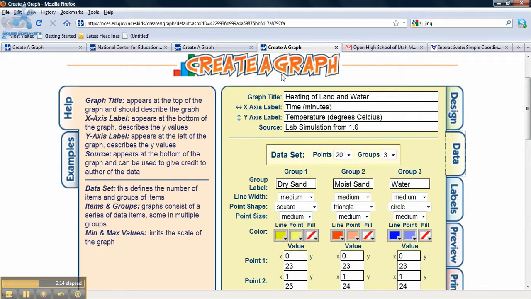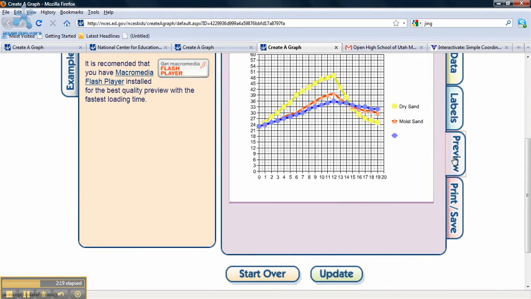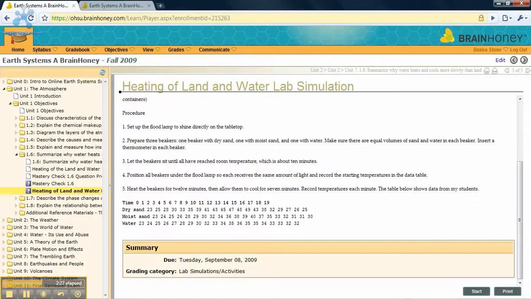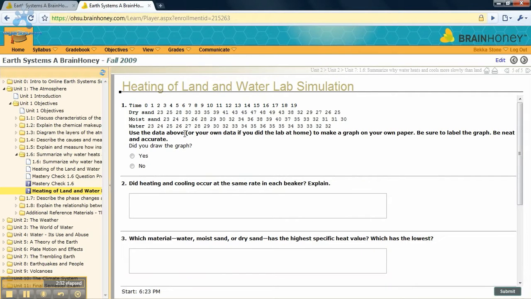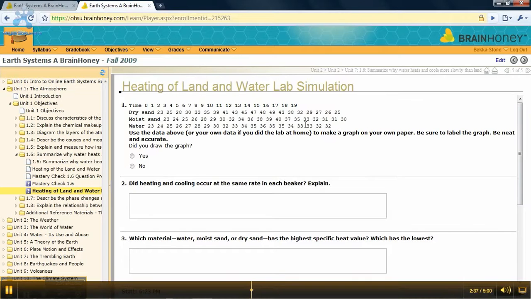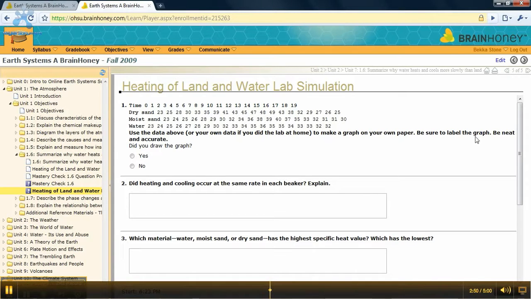Alright, so what do we do once we have our graph? Now we're going to look at analyzing this data. In order to do so, we need to go back and look at the questions. So I'm going to go into my assessment, and again, here's our data, which we've organized in our chart, so it's clear to read. And the question says, use the data above or your own data if you did the lab at home to make a graph on your own paper. Be sure to label the graph. Be neat and accurate. Did you draw the graph?